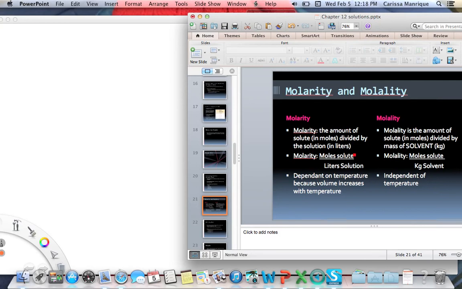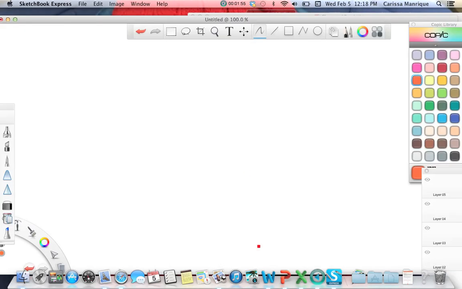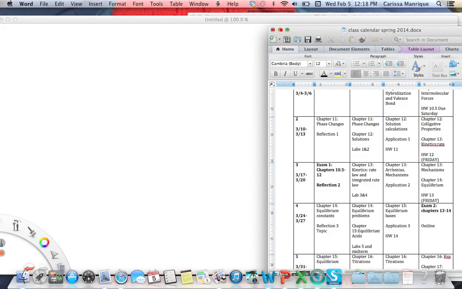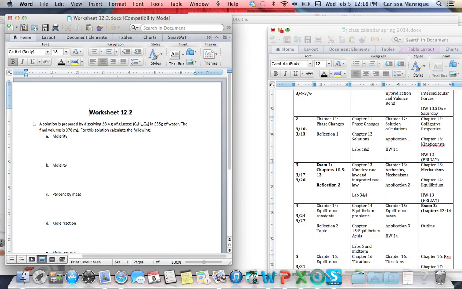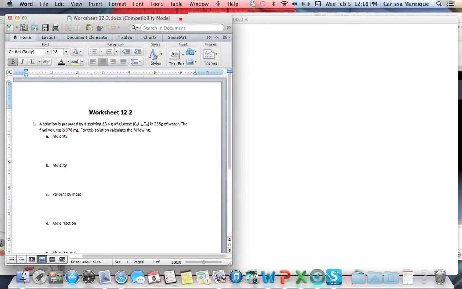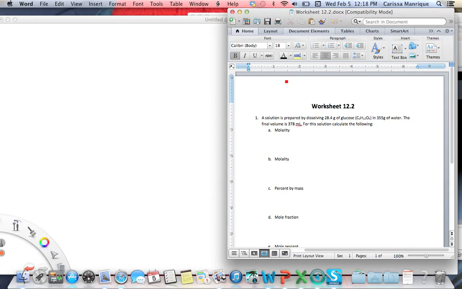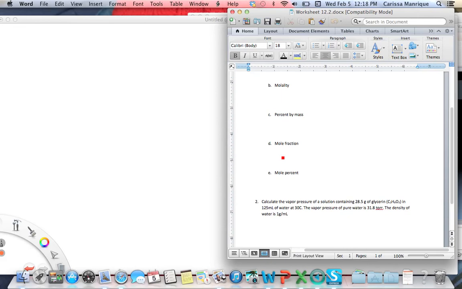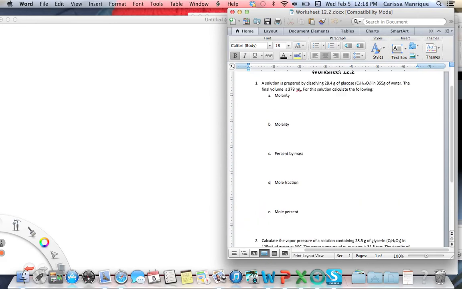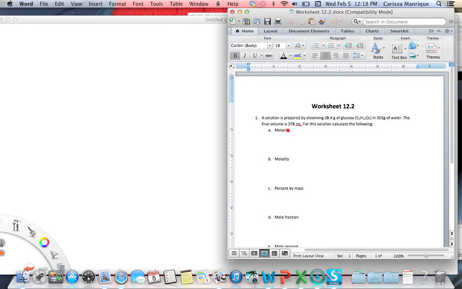So let's do an example calculation of each. I pulled a big problem up, and we're going to be working this out throughout the next couple presentations. So a solution is prepared by dissolving 28.4 grams of glucose in 355 grams of water. The final volume is 378 milliliters. We're going to calculate molarity, molality, percent by mass, mole fraction, and mole percent. Okay, so we're going to look at all of those. Right now I just want to look at molarity and molality.